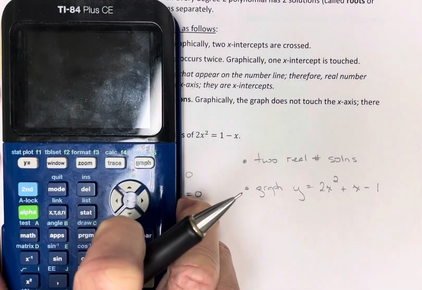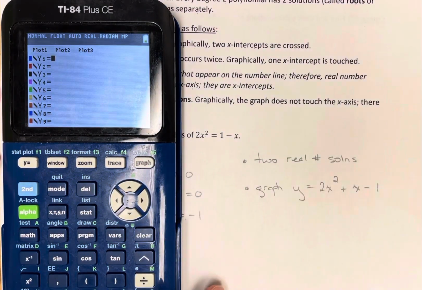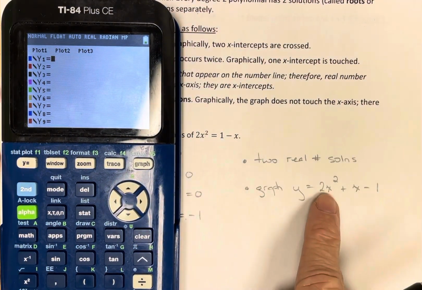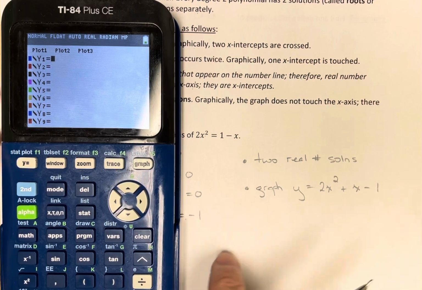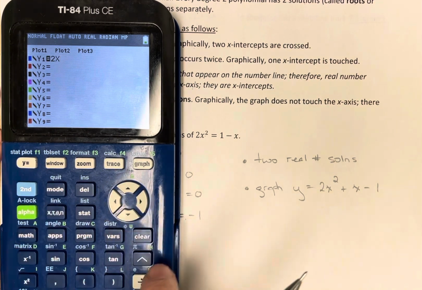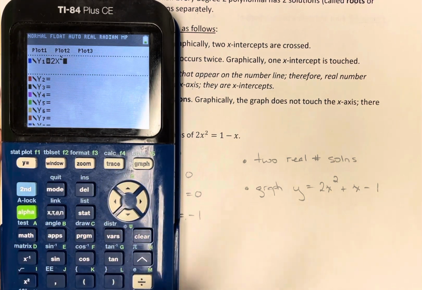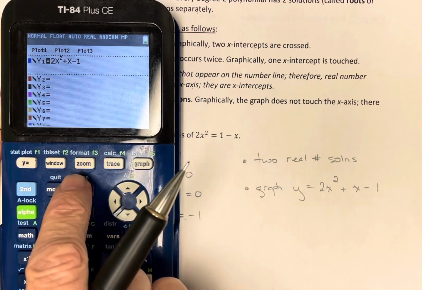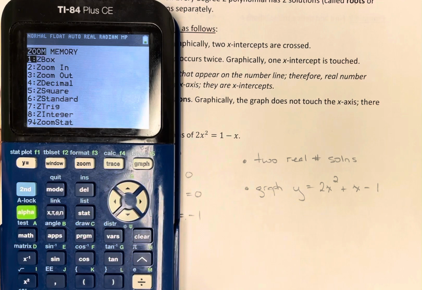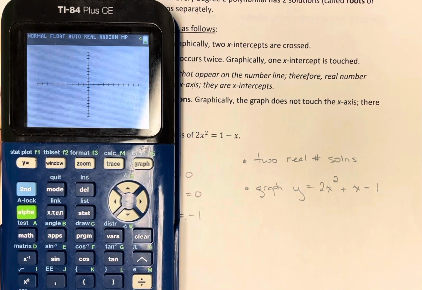Put this up here for you. Let's go to the graph, y equals. Let's put in 2x squared plus x minus 1. I think I'm in the standard window, but just in case, I'll zoom 6 to get to the standard window. Here comes my quadratic, which graphs as a parabola.